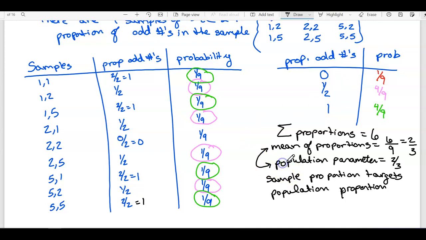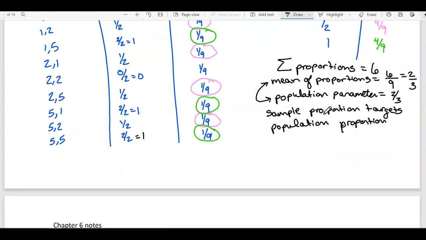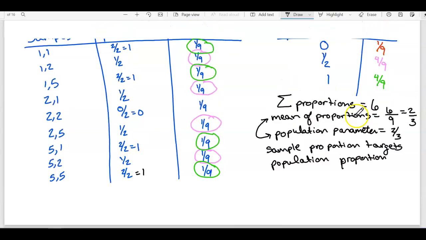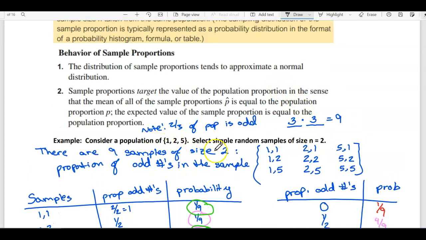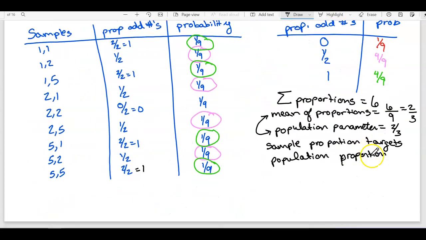Which ones are going to be good estimators for these? And it turns out that if we were to do this in other populations and look at other sizes, maybe we had a population of 5 items and we needed to look at samples of 3, this set would be much bigger, but if we went through the exact same process, then we would end up showing once again that the mean of the proportions does target that population parameter, which in this case would be that proportion.